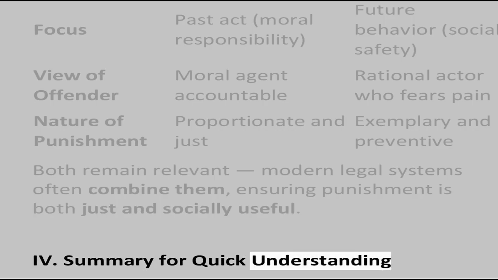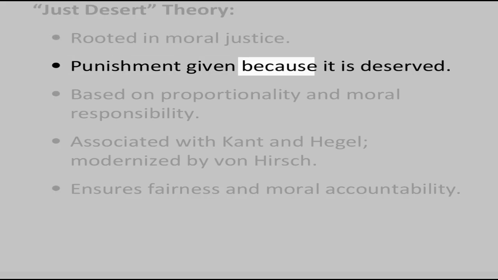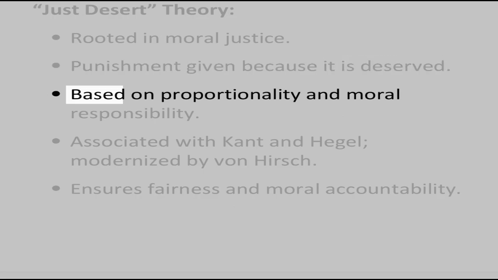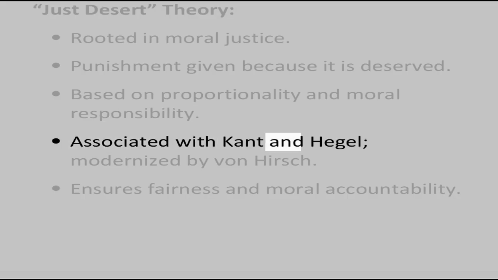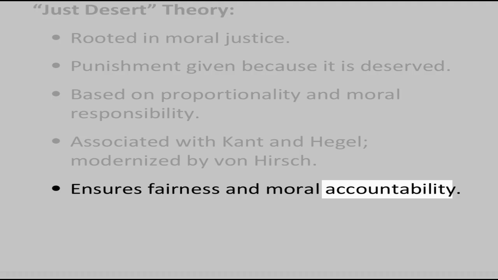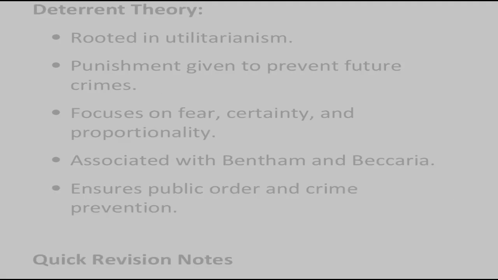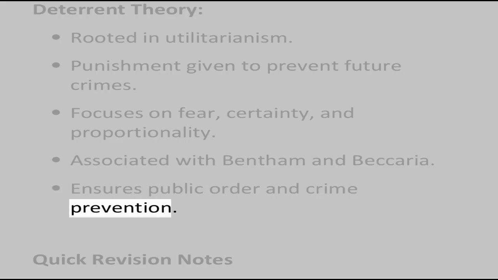4. Summary for quick understanding. Just desert theory, rooted in moral justice. Punishment given because it is deserved. Based on proportionality and moral responsibility. Associated with Kant and Hegel, modernized by von Hirsch. Ensures fairness and moral accountability. Deterrent theory. Rooted in utilitarianism. Punishment given to prevent future crimes. Focuses on fear, certainty, and proportionality. Associated with Bentham and Beccaria. Ensures public order and crime prevention.